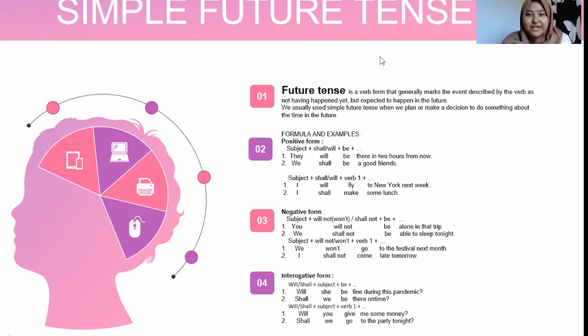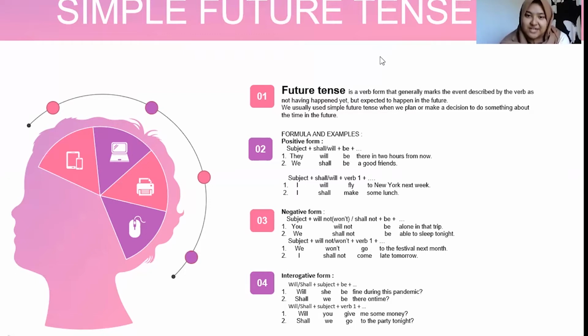The second point is the positive formula. The formula is subject plus shall or will plus be. The example, they will be there in 2 hours from now. The second example, we shall be good friends. That is the example of the first formula.